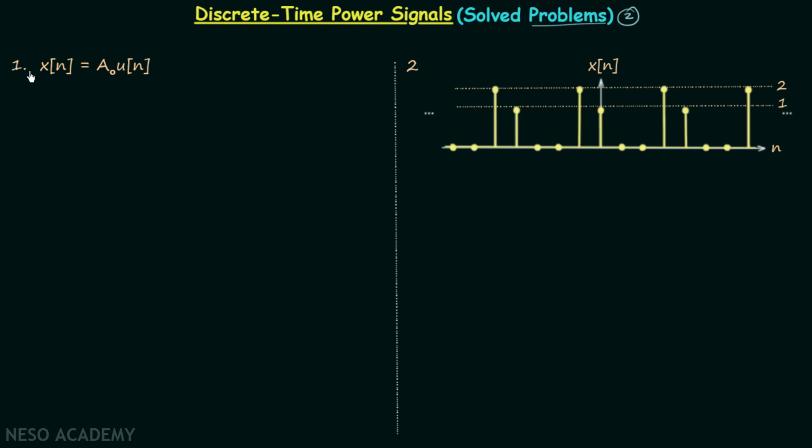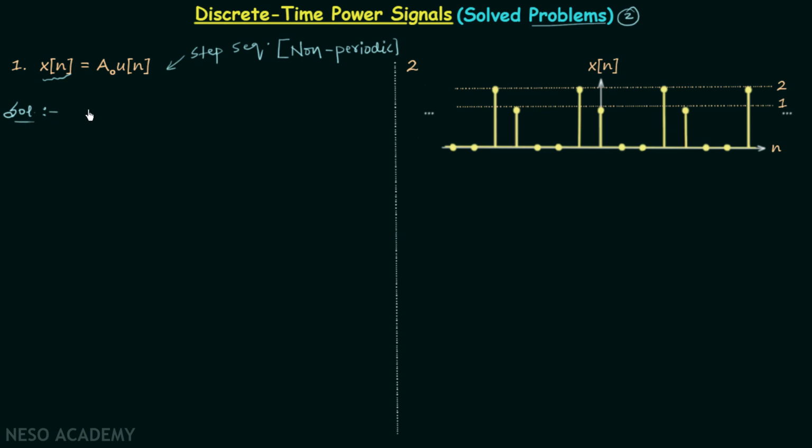In the first problem, the given discrete time signal x[n] is equal to a0 u[n]. So we are having the step sequence, and we know the step sequence is non-periodic. Therefore, we will use the formula of average power for non-periodic discrete time signals. So let's move on to the solution of the first problem.